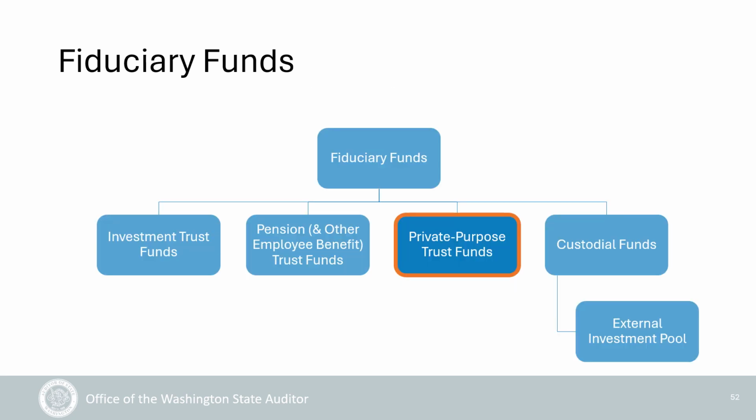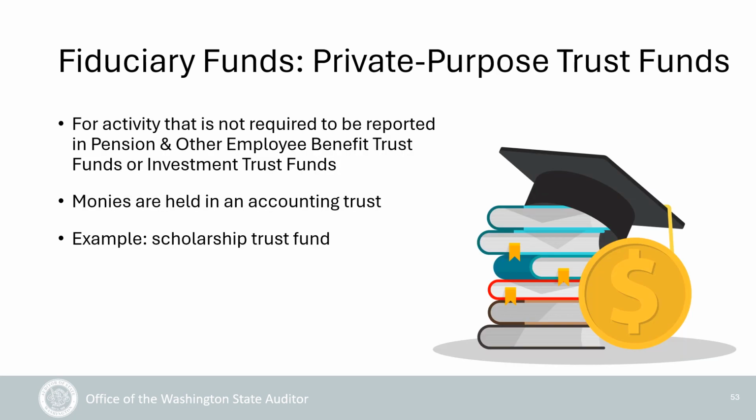Private purpose trust funds are our next fiduciary fund type. Private purpose trust funds are for when you have money held in an accounting trust or similar agreement, but it is not held for investing or for pension or OPEB plans, which have their own specific trust fund types. For example, a scholarship fund.